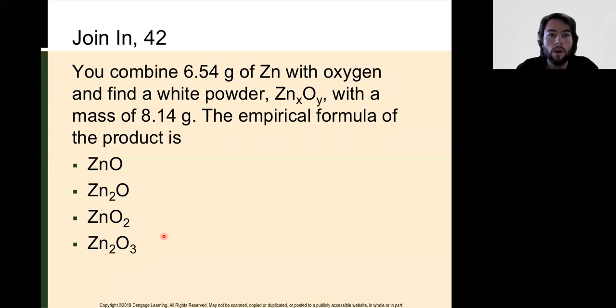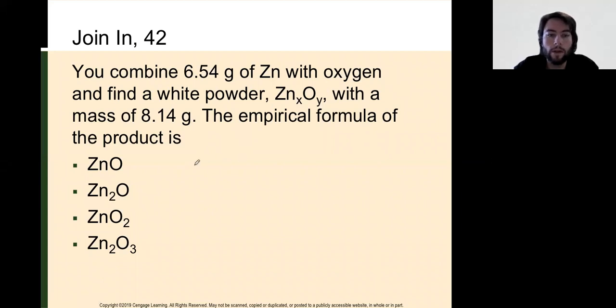Okay, question number 42. You combine 6.54 grams of zinc with oxygen and find a white powder, zinc X oxygen Y, with a mass of 8.14 grams. The empirical formula of the product is what? Is it ZnO, Zn₂O, ZnO₂, Zn₂O₃? Take a moment to determine your answers, and then we'll go through the answers. Pause if you need more time. Okay, answer coming soon.